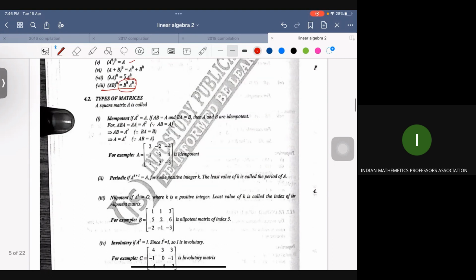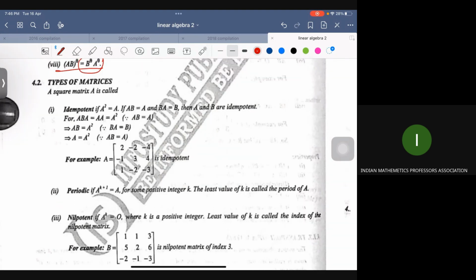And types of matrices. If A is a square matrix and A square is equal to A, then the matrix A is called an idempotent matrix. Let us check whether I n minus A is idempotent or not, if A is of order n by n. In order to prove I n minus A is idempotent.